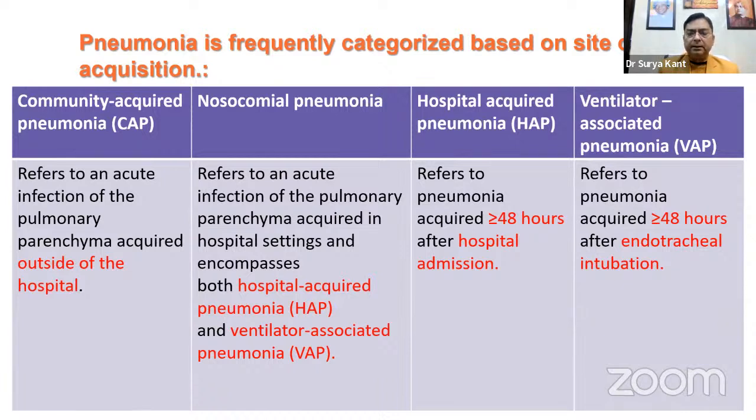HAP, that is hospital-acquired pneumonia, is defined as pneumonia acquired 48 hours or more after hospital admission. Once hospitalized, this pneumonia develops after 48 hours. Ventilator-associated pneumonia, or VAP, refers to pneumonia acquired 48 hours or more after endotracheal intubation. These are the details of understanding of various pneumonia.